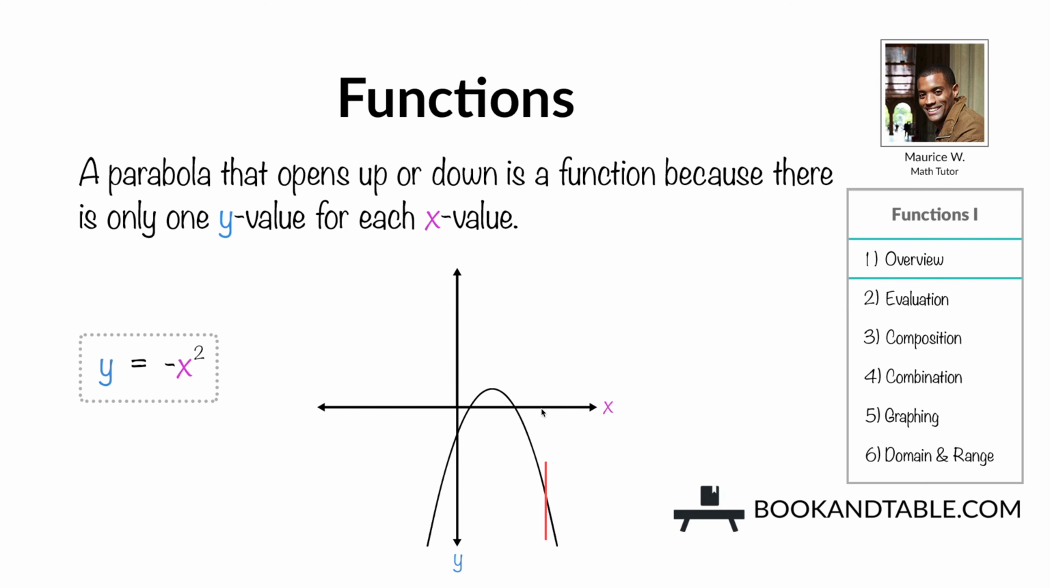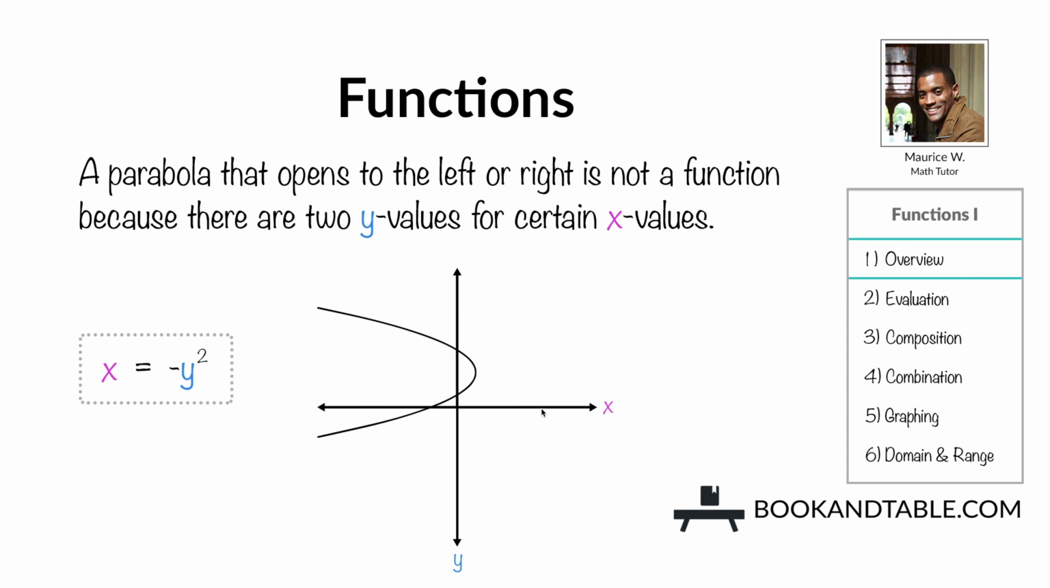But in the case where the parabola opens to the left or right, it is not a function because there are two y values for certain x values. So the general formula for parabolas that open to the side is x is equal to -y squared. And now when we draw a vertical line, we see that for this x value, we have 1 and 2 y values.